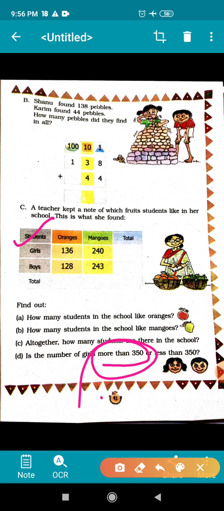So do these sums on your own in your rough register, okay, to make your concepts clear, and do practice. Thank you and have a nice day.